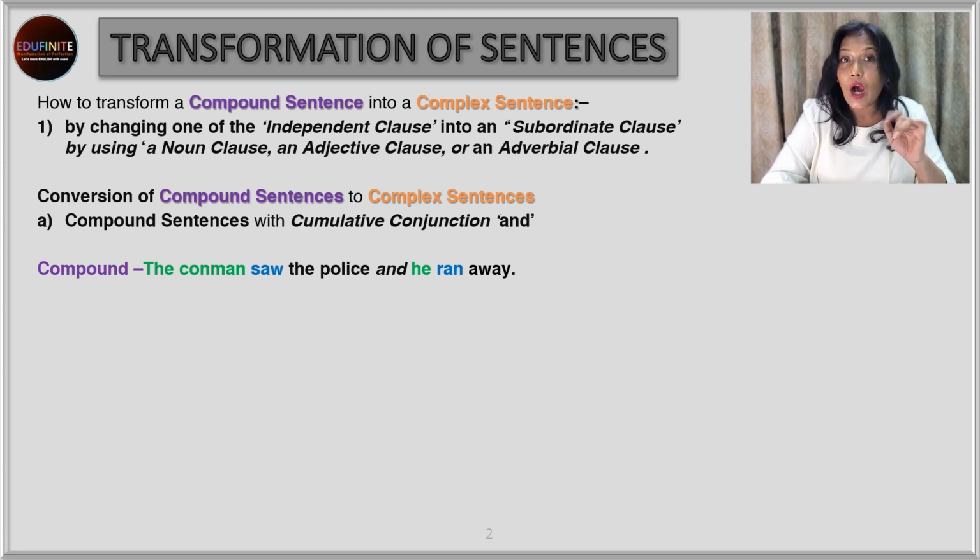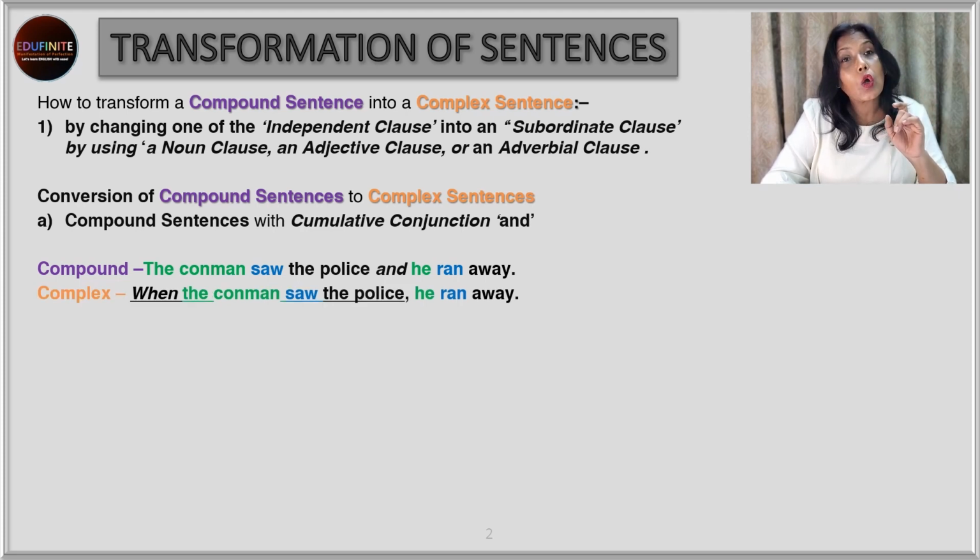So let's see how we do it. When the con man saw the police, so here we have changed the con man saw the police. We've just attached the subordinating conjunction when to it, and this has changed into a subordinate clause. So when the con man saw the police, he ran away. So he ran away is an independent clause. So now we have a subordinate clause which is dependent on the independent clause. So this is a complex sentence.